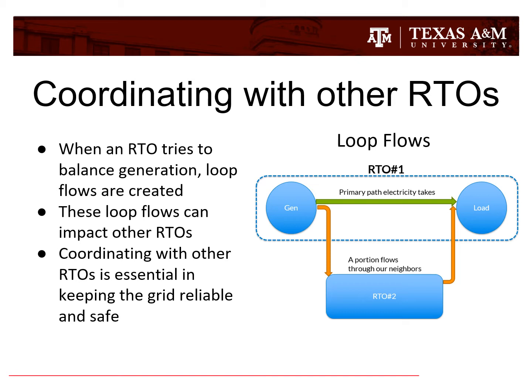When an RTO tries to balance generation, loop flows are created. If you look at the diagram in the slide, you notice that a generation facility is trying to serve a load. Well, the green arrow shows the primary path that the electricity would take. However, that sometimes is not always the case. A portion might flow through a neighbor RTO. So this is a problem because the RTO is not expecting that extra electricity flowing through their lines. So it goes against what an RTO is supposed to do, which is to ensure the reliability of the grid.